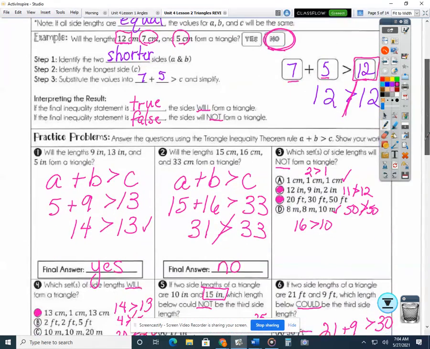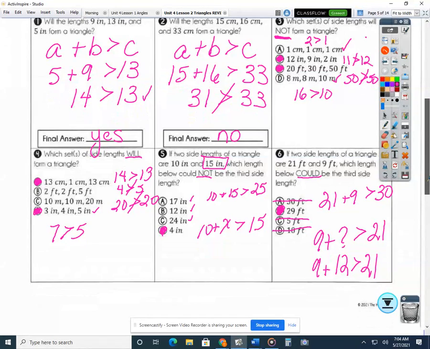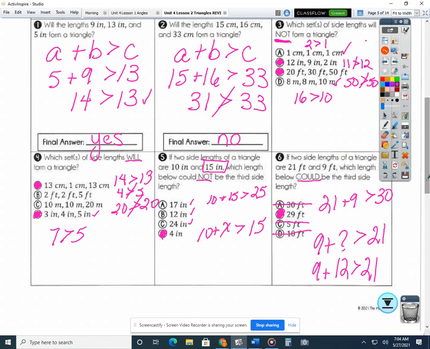Below this, we had some practice problems where they gave us different lengths and you had to decide if that would make a triangle. Sometimes they give us different sets of lengths and you have to determine which will or will not form a triangle. And please pay attention to your question, because if they're asking you for a "not," you're looking for the opposite of what you would be thinking otherwise. And here, 4, 5, and 6, again practice problems there, looking to see which of these side lengths or what could be your third side length.